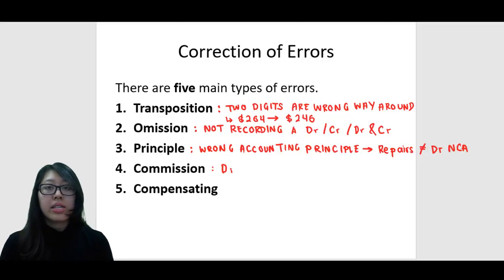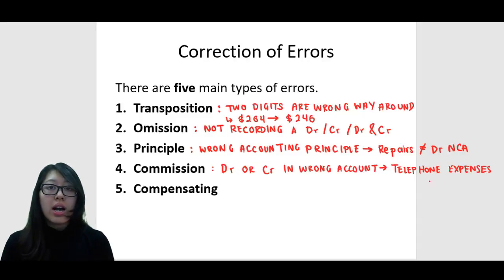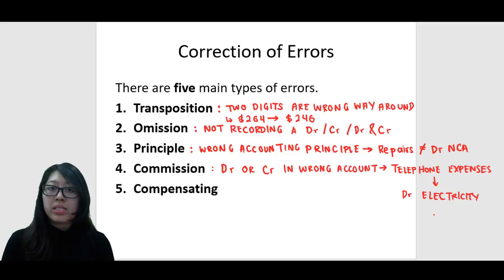The fourth error is the error of commission. Now this could be an error in totaling the amount, or it could also be an error of debiting or crediting the wrong account. So in my example, I've listed down that, let's say I have incurred a telephone expense of $200. Technically, if I pay my telephone expense, I should be debiting my telephone expense account and crediting cash, and both entries would be $200 worth.